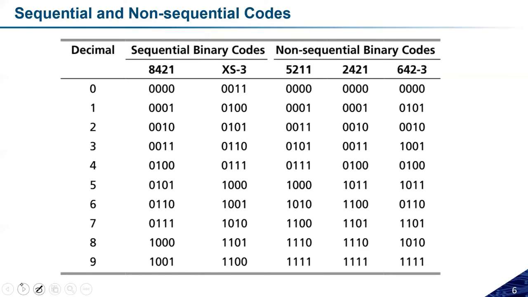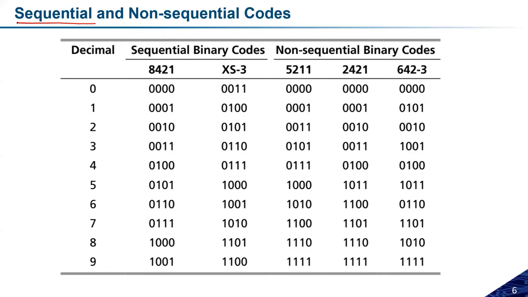Sequential and non-sequential codes mean, suppose any of the codes follow the sequence, like see here, we know that in binary the sequence is 000, 001, 010, 011, and something like that, 100, 101, and so on. So this is the actual sequence in the binary pattern. And if any of the codes is following all these kinds of sequences, we can call them the sequential codes.